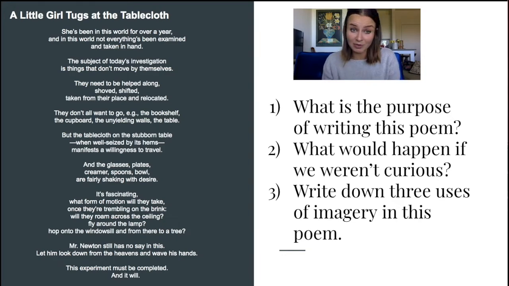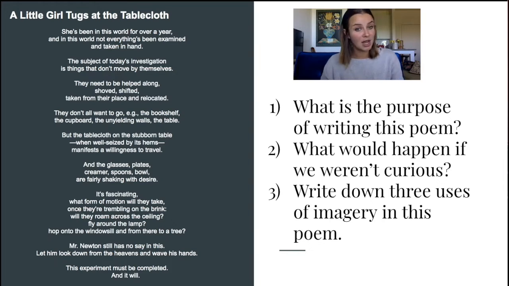Number 2 does not have a right answer. What would happen if we weren't curious? What would happen if we never cared how anything worked or what anyone was doing or what life's about? What would happen? It seems like that would make us very introverted, very introspective, right? Which is sometimes a beautiful place to be. But sometimes we need to have the drive and curiosity to explore life and get out there and yank tablecloths off of tables.